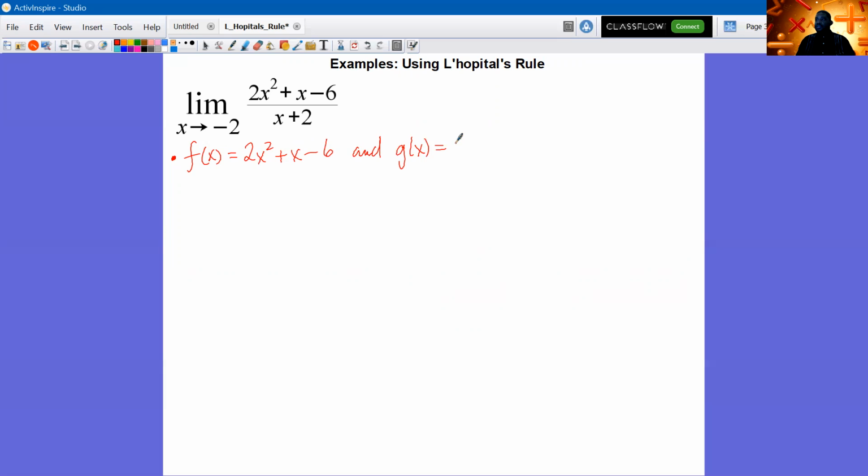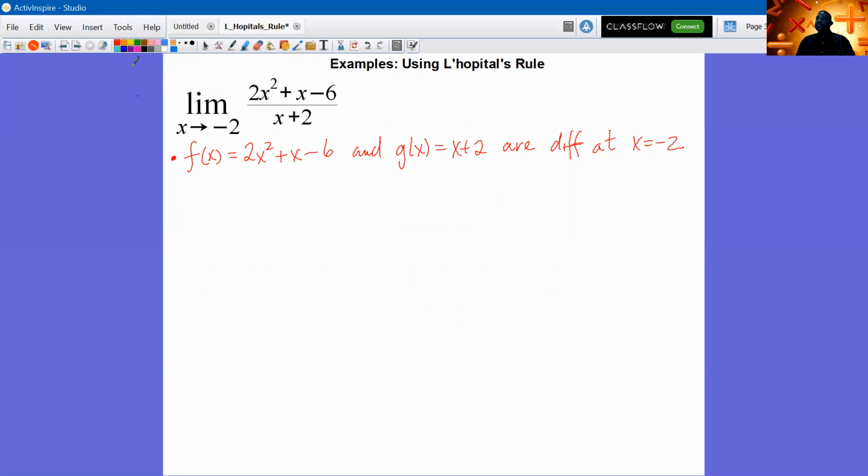So f(x) is 2x squared plus x minus 6, and g(x) is x plus 2. Both are differentiable at x equals -2. So the differentiability condition is met, and I'm not just writing it just to write it. I know that is true because if I mentally take derivatives of the numerator and denominator and plug in -2, I know I'm going to get an answer.